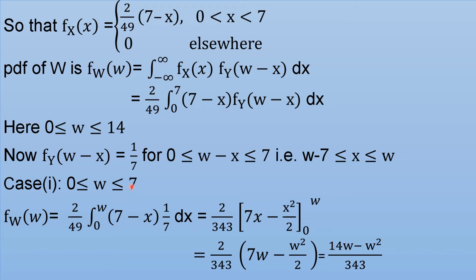Next, second case is we'll take w as greater than or equal to 7, less than or equal to 14. When w lies between 7 and 14, w minus 7, when w is 7, w minus 7 will be 0. When w is 14, w minus 7 is 14 minus 7 or 7. So w minus 7 now lies between 0 and 7. And the interval for x is between 0 and 7. So x should be greater than or equal to that.